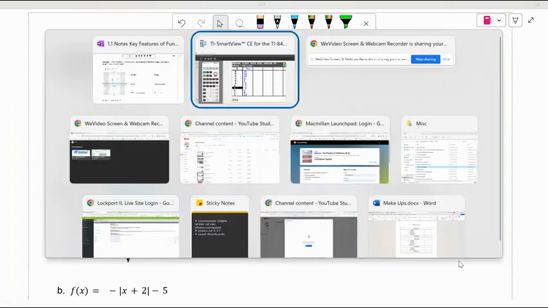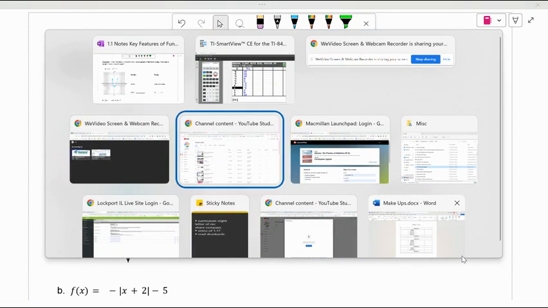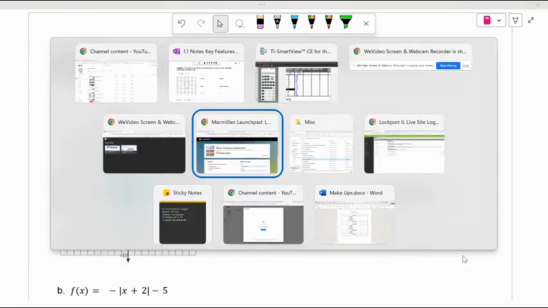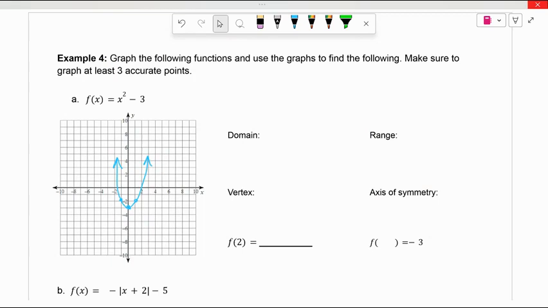If we wanted to use Desmos, which doesn't look like I have up anywhere here, I will get that up. I don't know where it went. I apologize.